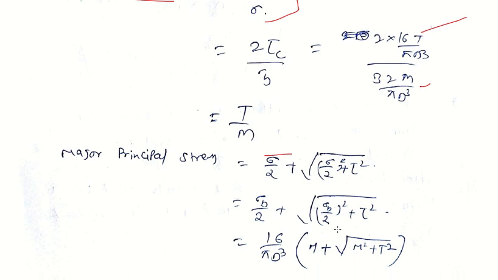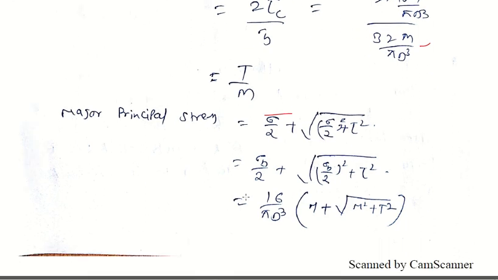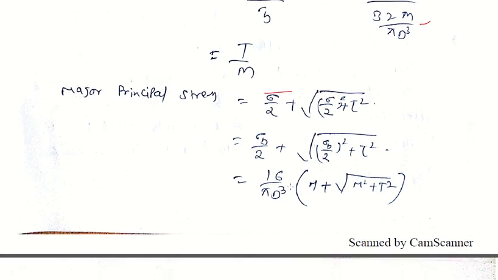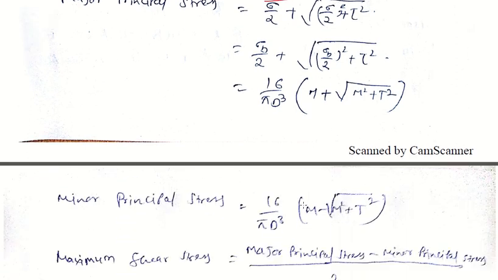Now 16 by pi d cube is there, and the remaining portion is M plus root of M square plus T square. Okay, here is the maximum principal stress. Similarly for the minor principal stress, the plus is replaced by the minus. So here is the minor principal stress.